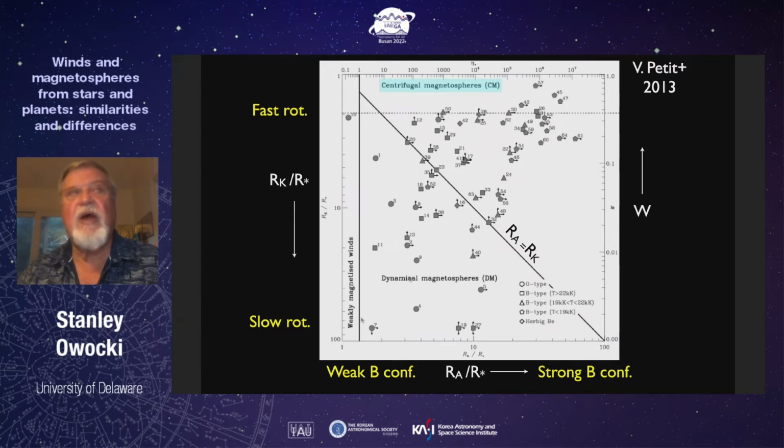Strong confinement to the right, rapid rotation going up. And this line here divides the place where the Alfvén radius and the Kepler radius are equal. Everything in the upper right has a centrifugal magnetosphere. Everything in the lower left has a dynamical magnetosphere.